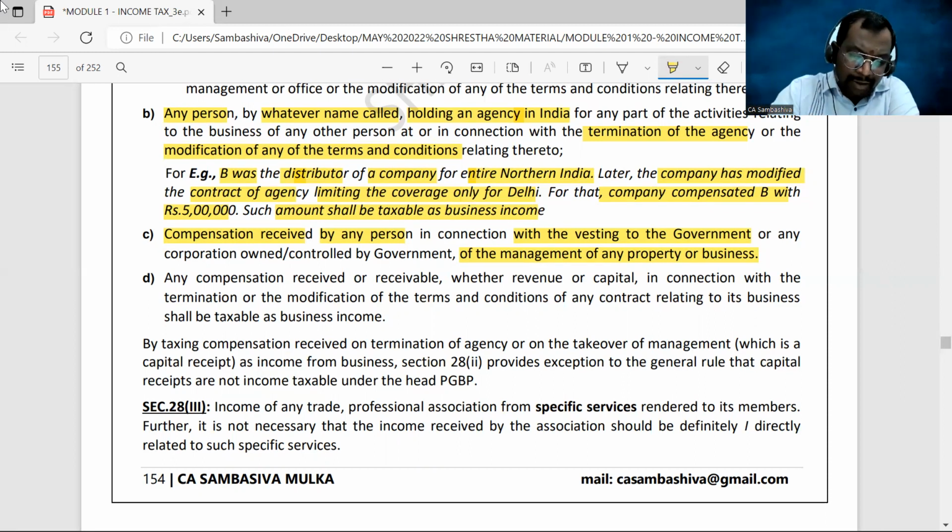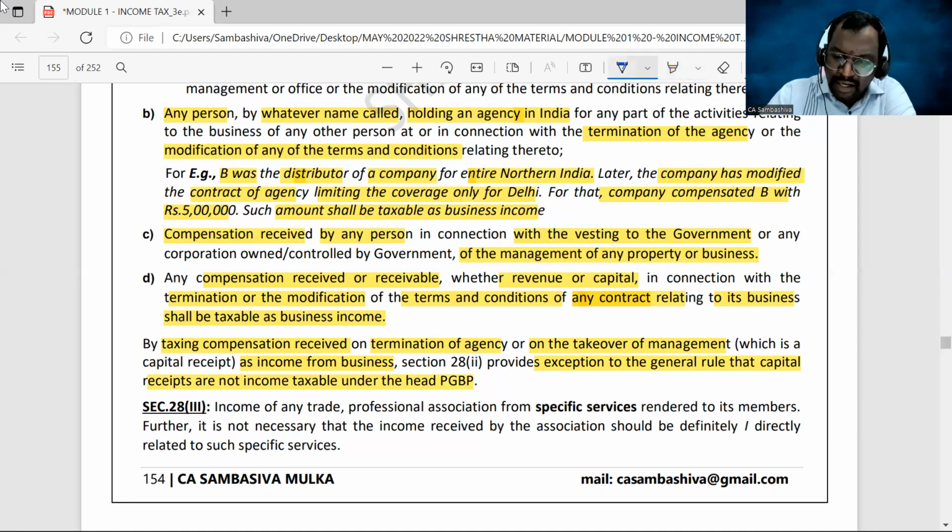Right. Next, any compensation received or receivable, whether in revenue or capital, in connection with the termination or modification in terms and conditions of any contract relating to its business, shall be chargeable to business income, shall be taxable as business income. Right, sir. So this is a miscellaneous provision. Point number D. By taxing the compensation received on termination of an agency or on the takeover of management, which is a capital receipt, as income from business, section 28 clause 2 provides an exception to the general rule, that is capital receipts are not income taxable under the PGBP.